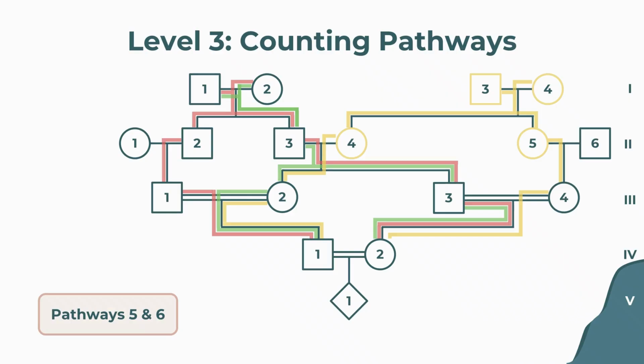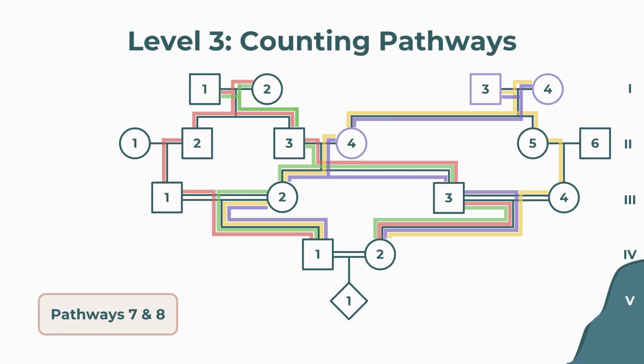The next loop passed through another set of ancestors. Instead of person 1 and 2 in the first generation, we're now looking at person 3 and 4 in the first generation. This yellow loop does this by passing through person 2 in the third generation and looping back by passing person 4 in the third generation.